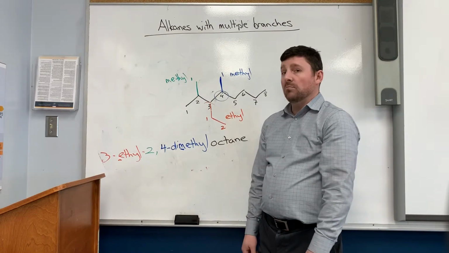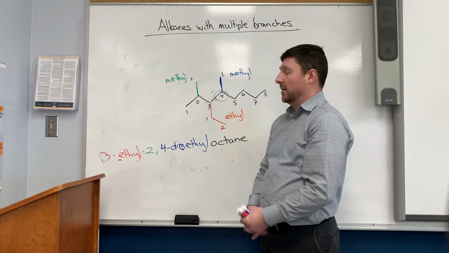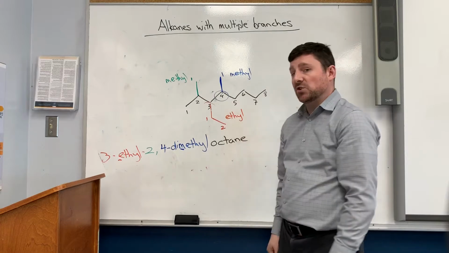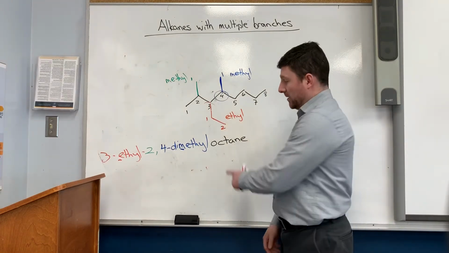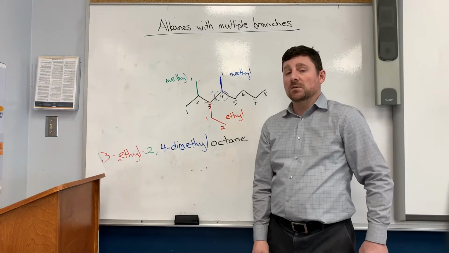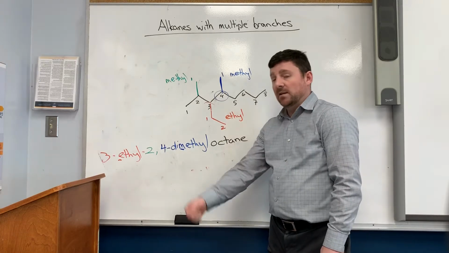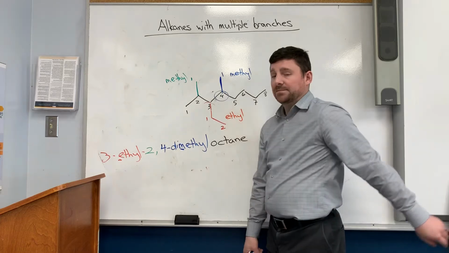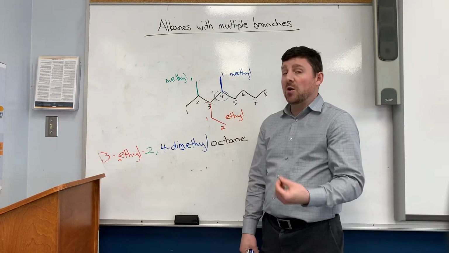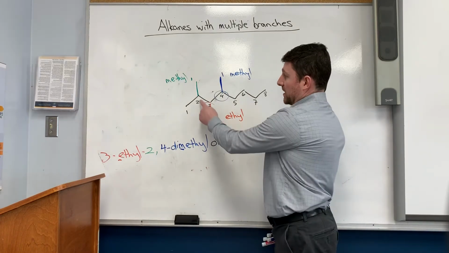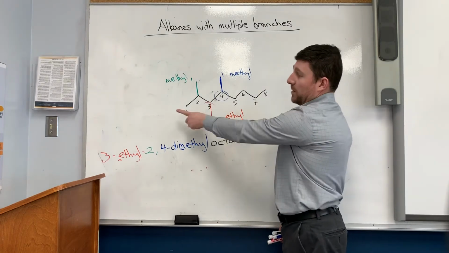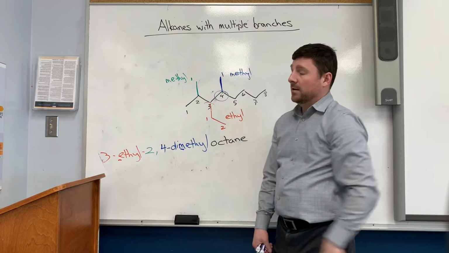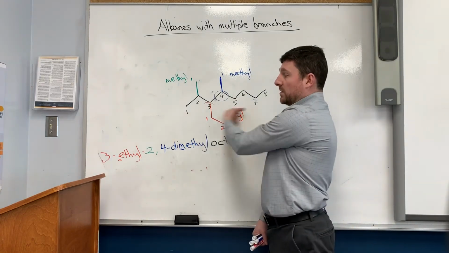And that's how you do multiple branches. We still look for, number one, longest possible chain. So we find our longest chain, that becomes our main chain. In this case, 8 carbons long, octane. Then we determine which way we are going to number it, right to left or left to right, so that we get the lowest number for our first branch. In this case, 2, versus if we number it the other way, it would be 5. 2 is lower than 5, so we number it this way.